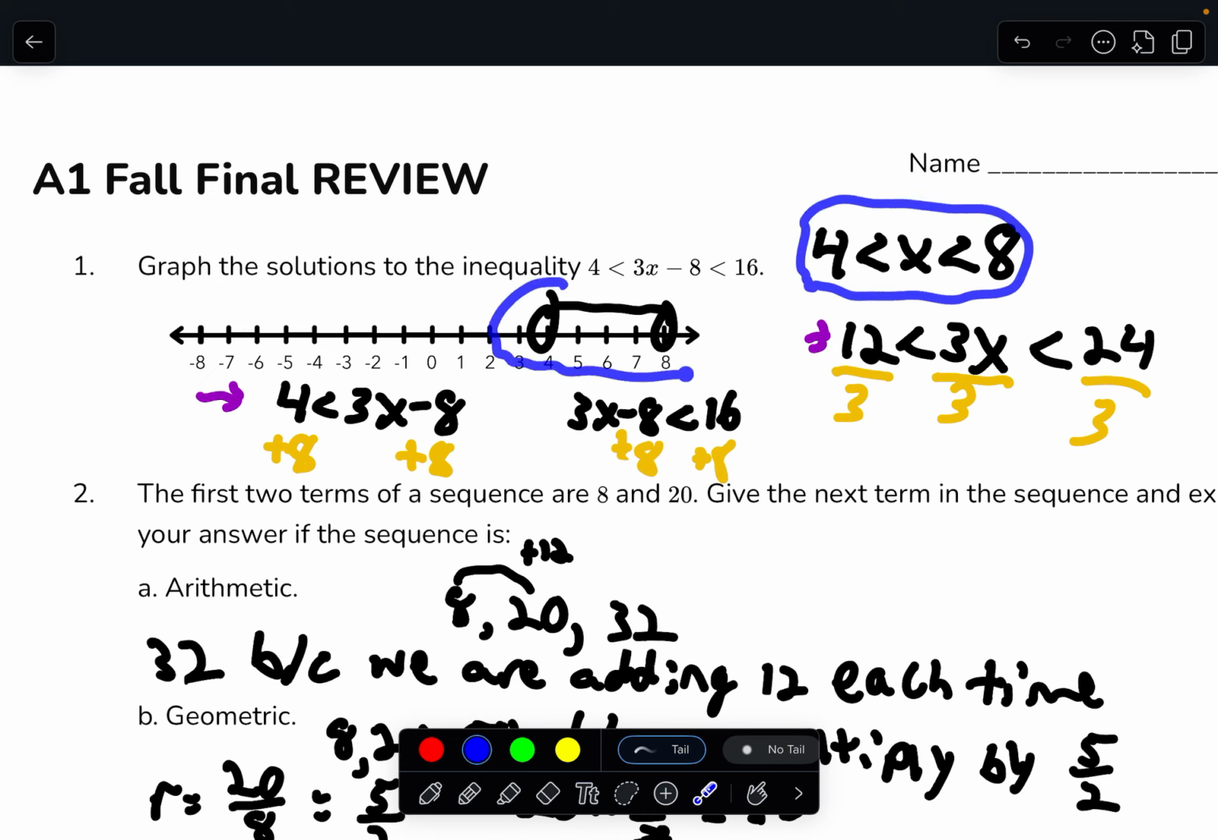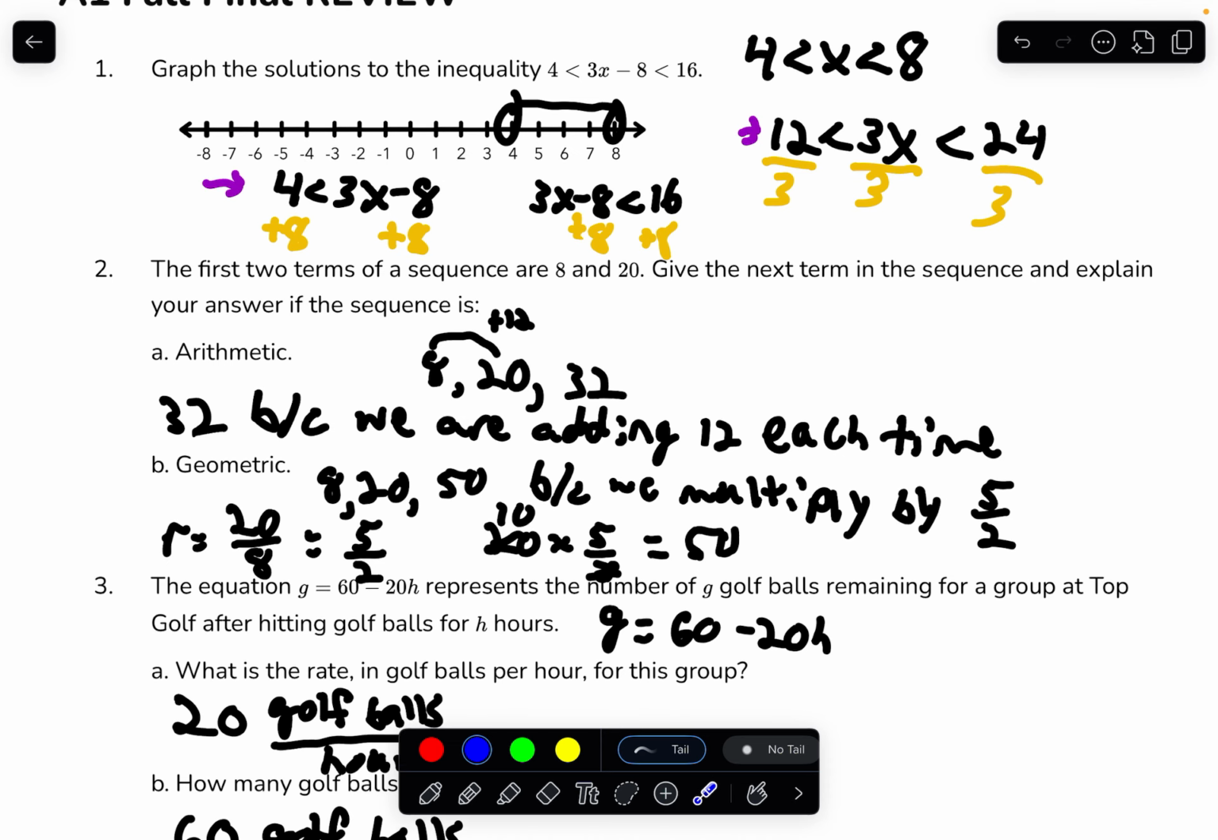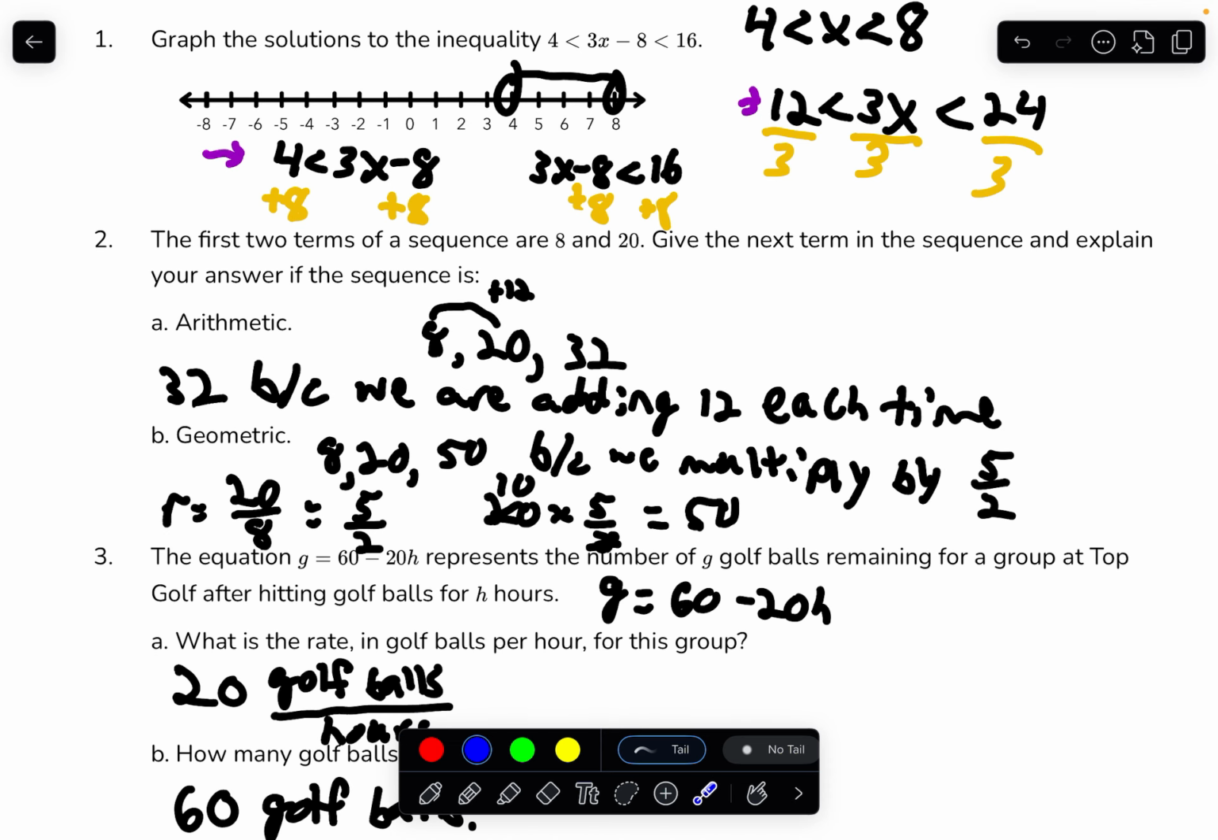And here's the graph. Notice the open circle at 4, which is that boundary point, open circle at 8, which is that boundary point, and we shade between the two. The next one is going back to Unit 1. The first 2 terms of a sequence are 8 and 20. Give the next term in the sequence and explain your answer if the sequence is arithmetic.